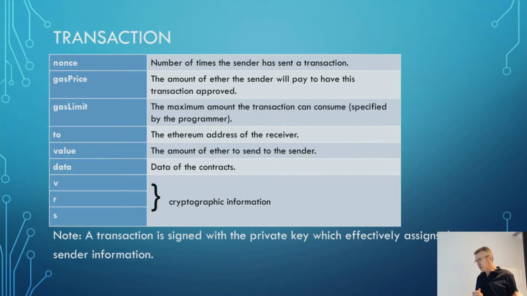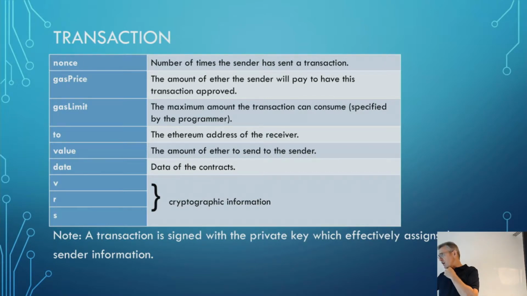A transaction has these fixed fields. Now remember, I'm talking just about the Ethereum network. The Bitcoin network is different, the EOS network is different.